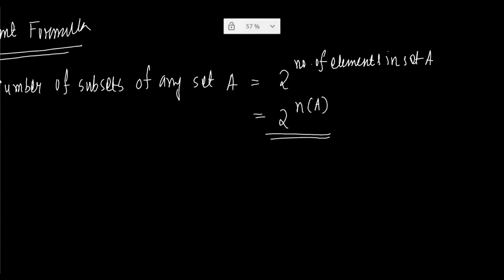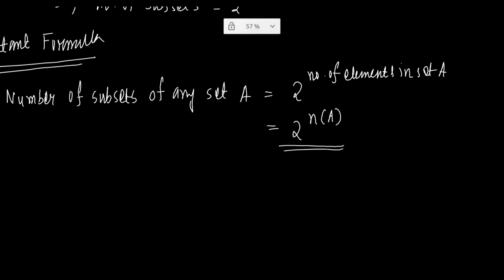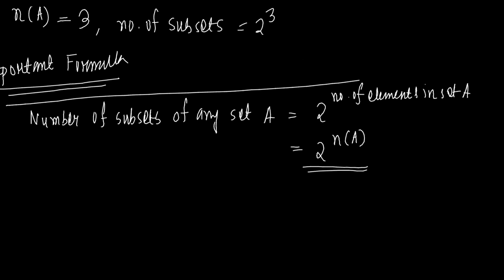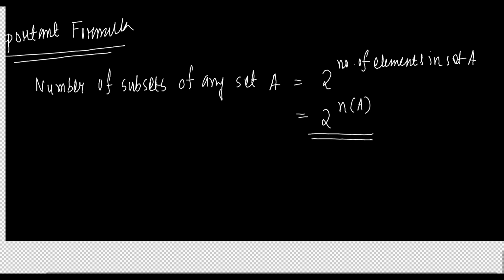Okay, so this is a very important formula, that the number of subsets of any set A is 2 to the power n(A), that is, 2 to the power the number of elements present inside the set A. Okay, so I think you have understood. Now we will talk about the next part, that is the proper subset.